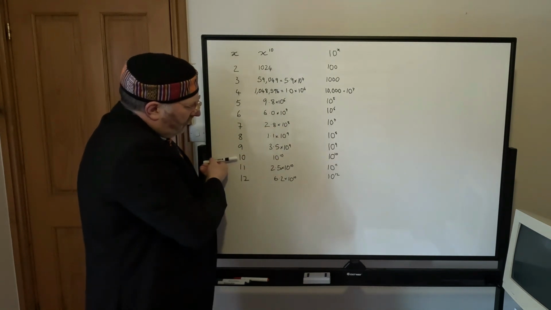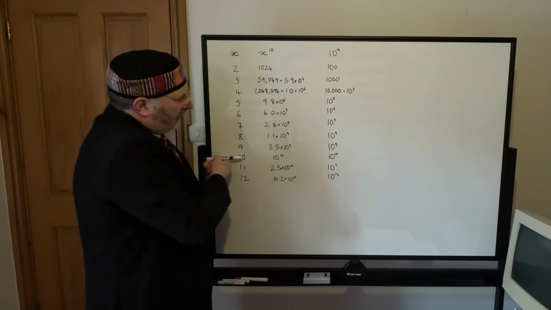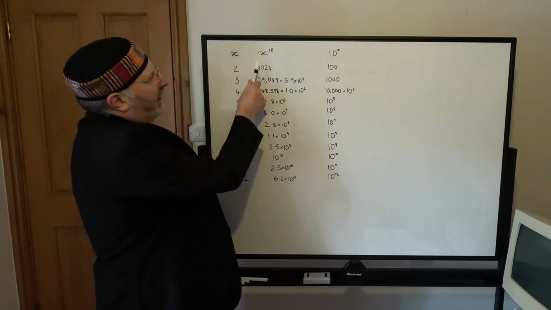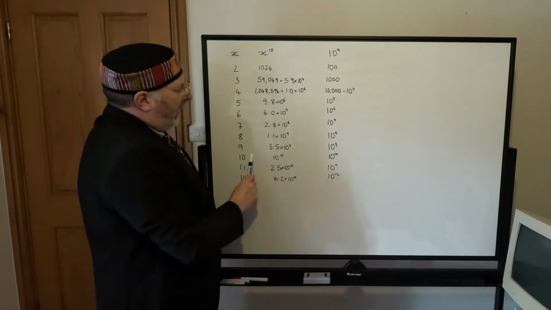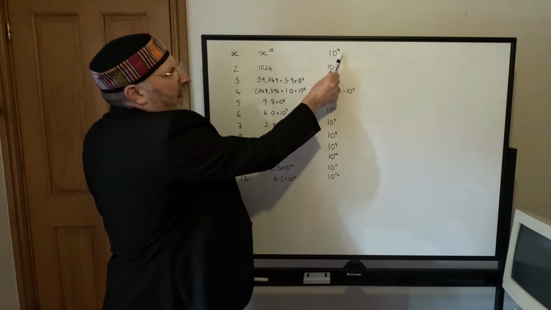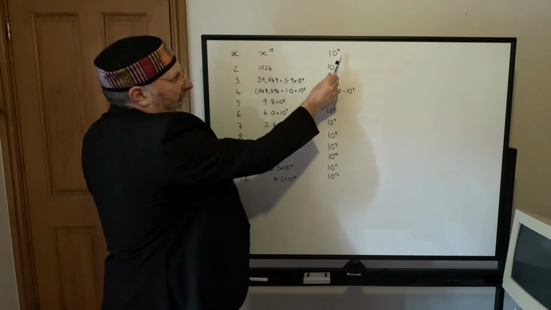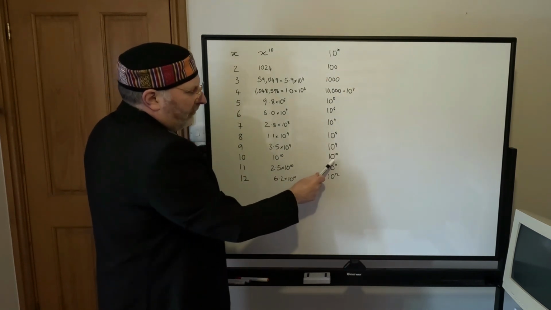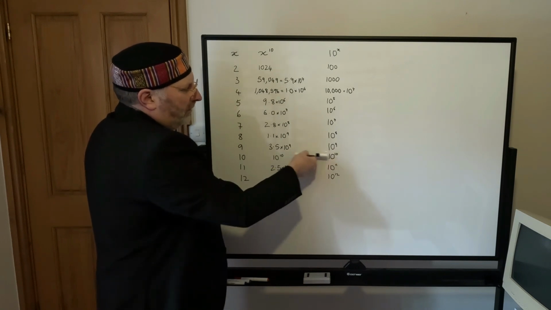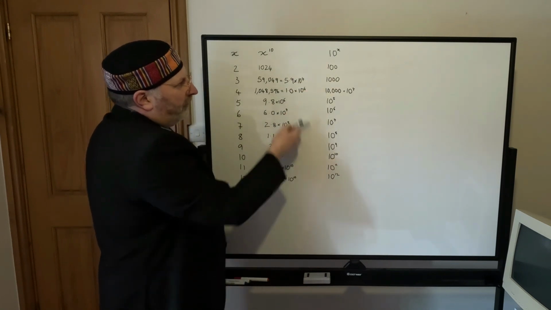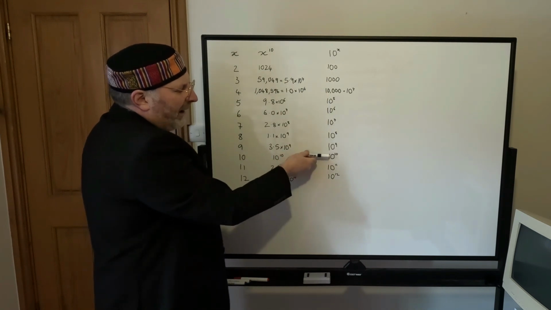As we get down to when x is 10, well, when x is 10, this is just 10 to the 10. So I've just written that as 10 to the 10. And also, so is 10 to the power of x, because it's now 10 to the power of 10. So at this point, the power law and the exponential are equal. So the exponential has now caught up with the power law.